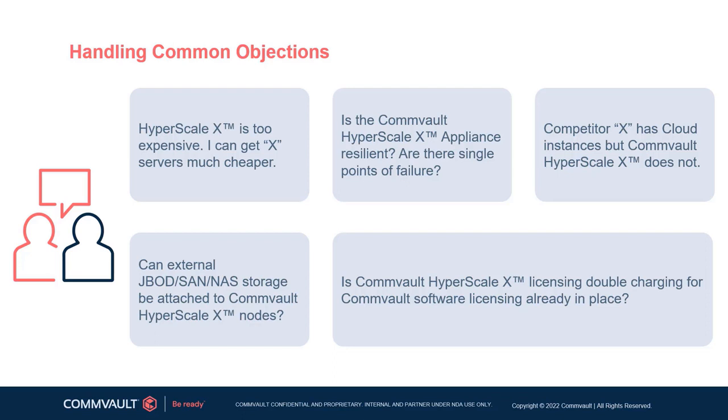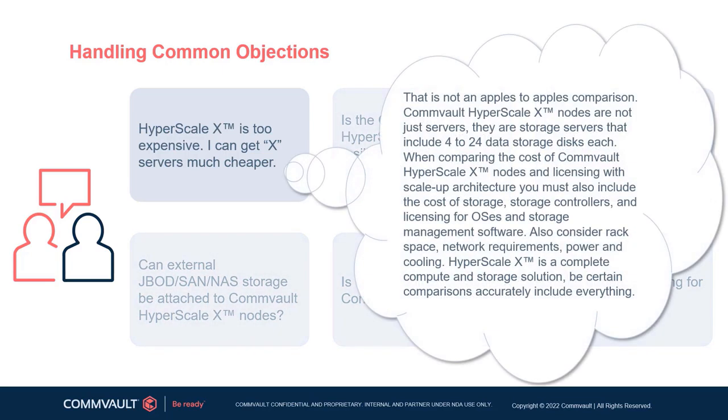Hyperscale X is too expensive. I can get X servers much cheaper. That is not an apples to apples comparison. Commvault Hyperscale X nodes are not just servers, they are storage servers that include 4 to 24 data storage disks each. When comparing the costs of Hyperscale X nodes and licensing to scale-up architecture, you must also include storage, storage controllers, and licenses for OSs and storage management software.